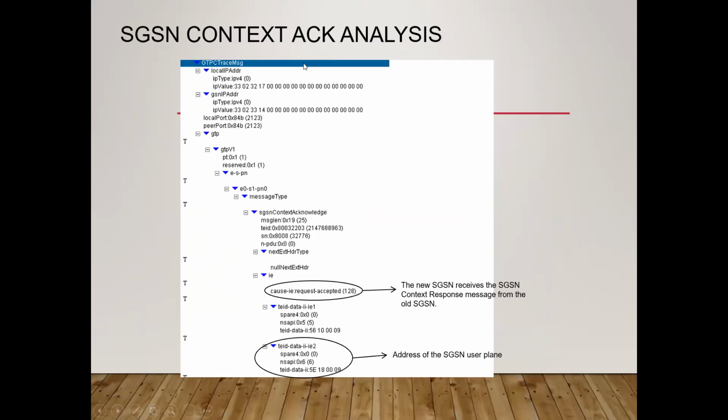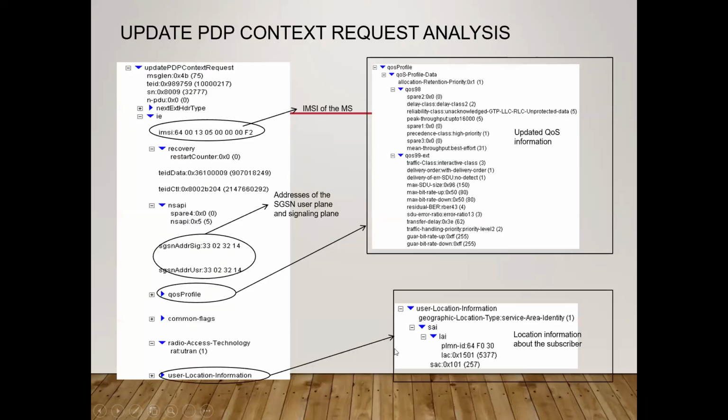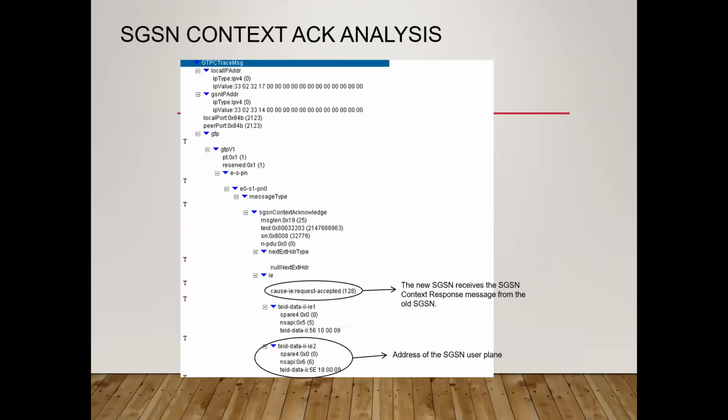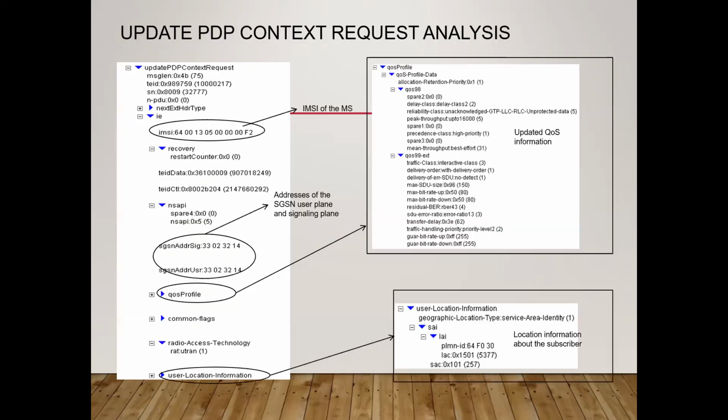So this is the acknowledgement sent by the new SGSN to the old SGSN, request accepted, and it will inform the address of the SGSN user plane. So just informing it that this is the user plane. Okay, context acknowledgement analysis. Okay, next is your update PDP context request analysis from the new SGSN to the GGSN.